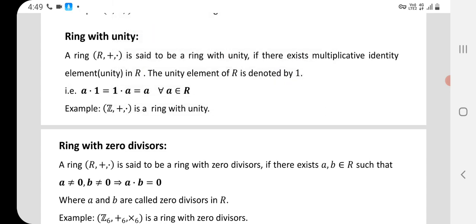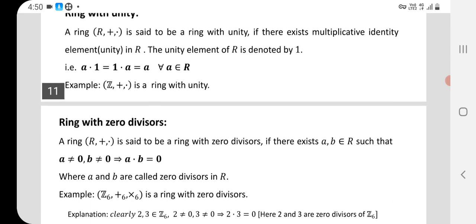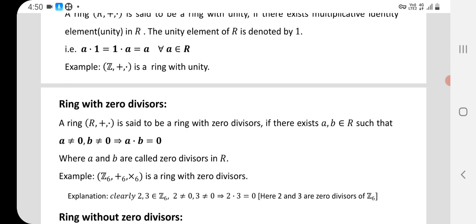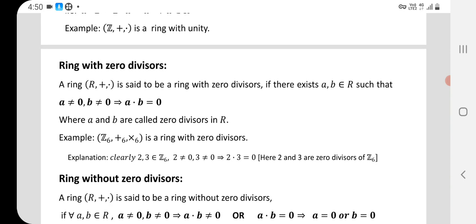A ring R under addition and multiplication is said to be a ring with zero divisors if there exist a and b belonging to R such that a is not equal to 0, b is not equal to 0, but their product a times b equals 0, where a and b are called zero divisors in R.